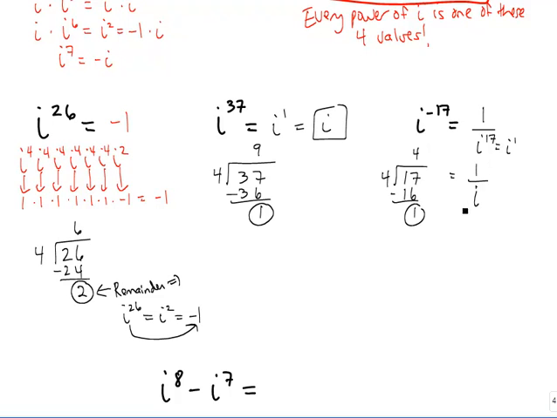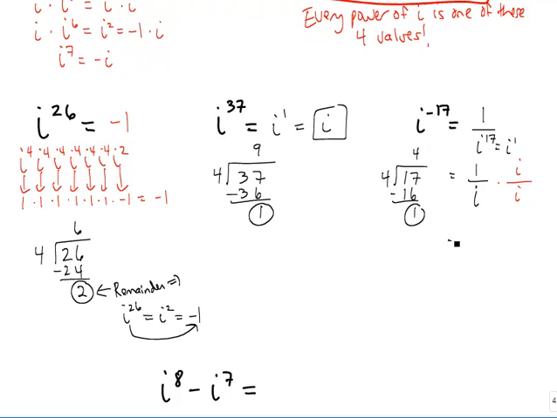Now, can I leave my answer like that? And the answer is no, because i is not allowed to be in your denominator. It's a radical, so we have to rationalize this. Now, when you rationalize a single term, you don't need to use a conjugate. So in this example, to rationalize i, all I have to do is multiply the top and the bottom by that same i. Let's see why this works.